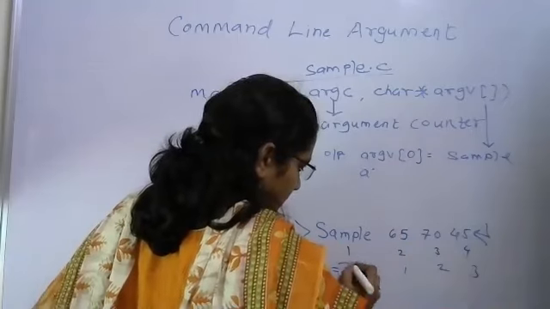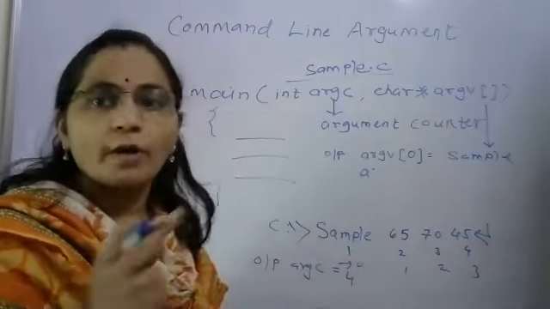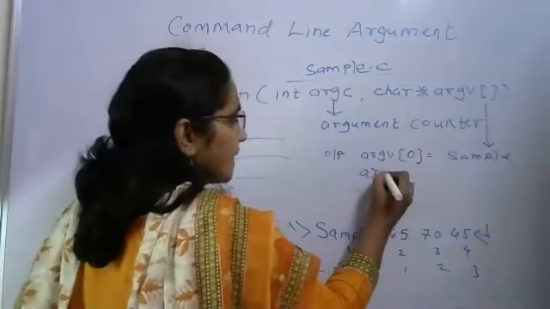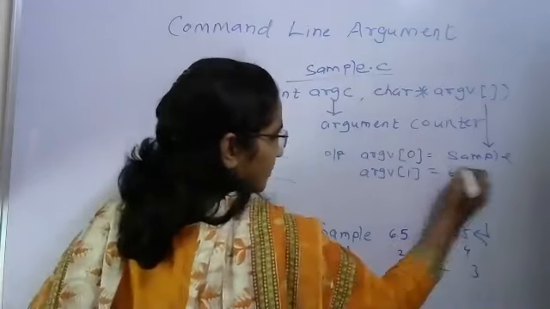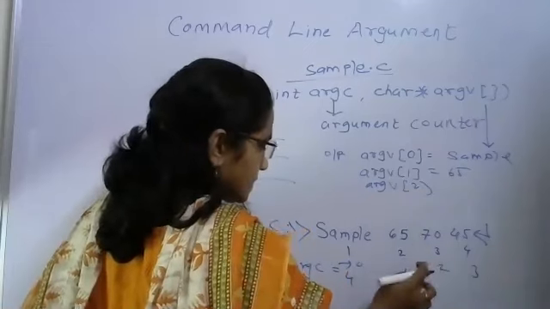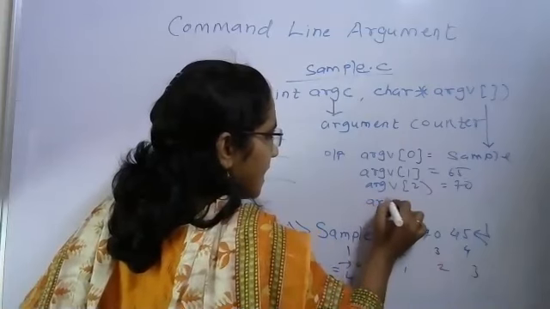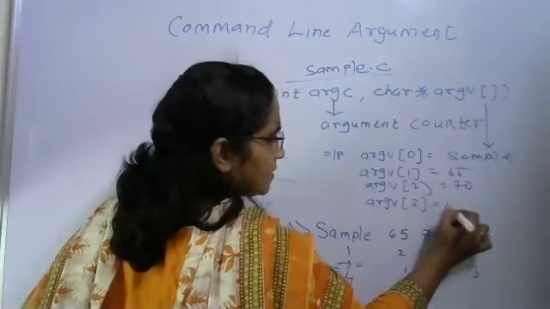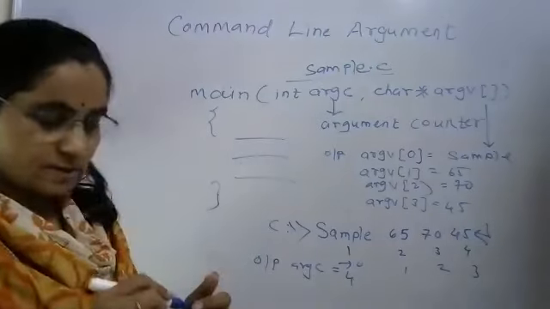Why 0, 1, 2, 3? Because internally the array elements are stored from the 0th position. For counting purposes, I count 1, 2, 3, and then 4. Now the second output is ARGV1. At the 1st location, the value is 65. Then ARGV2, at the second location, the value is 70. And ARGV3, at the third location, the value is 45. Actual values are 4. So this is the output.